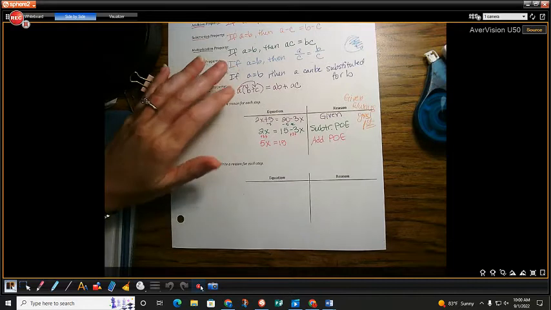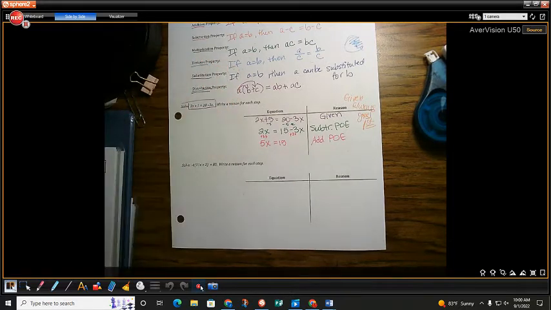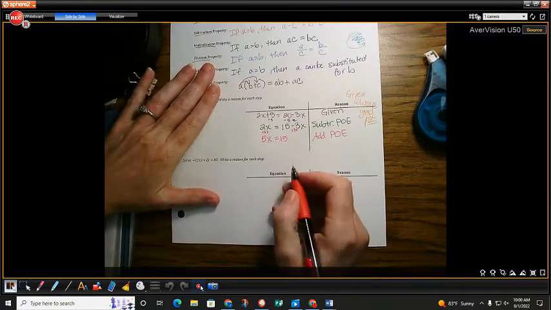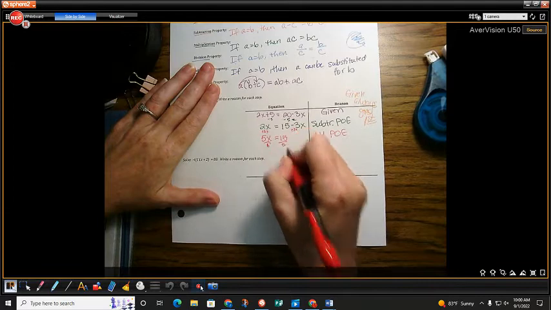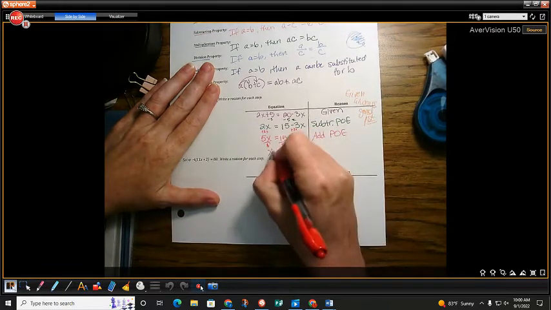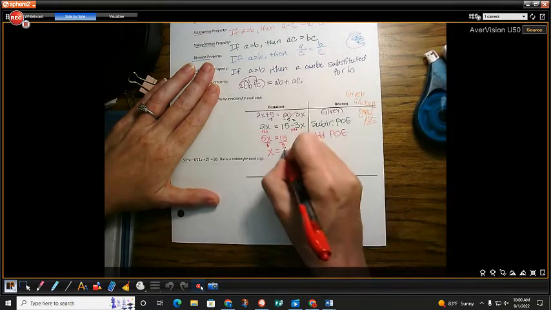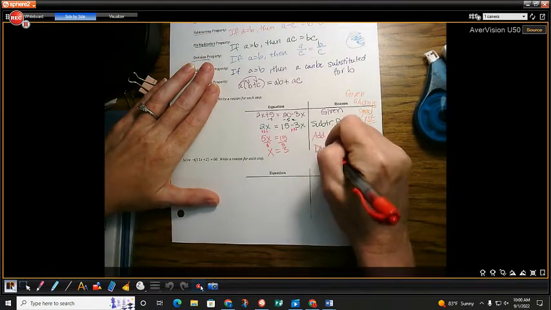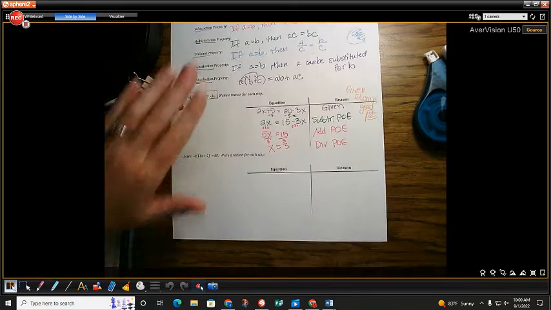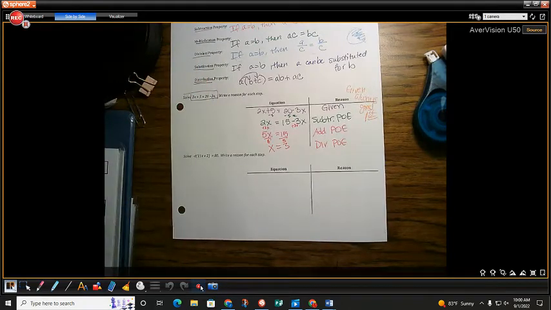Then, what could I do from here based on the properties I know? Ben, what's something that looks like I could do now? Divide by 5 and divide by 5. And so x equals how much? And what property let me do that step? Division property of equality. Cool. That, my friends, is called an algebraic proof. Are you impressed? Yes. Not really.